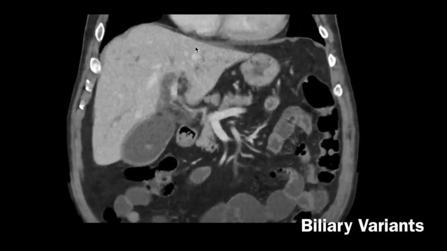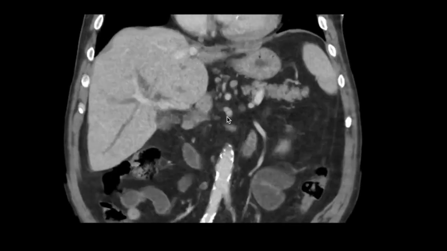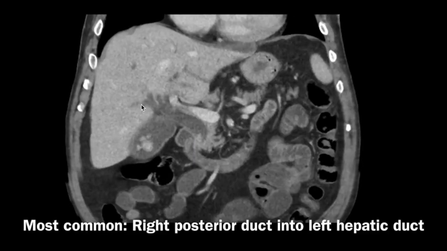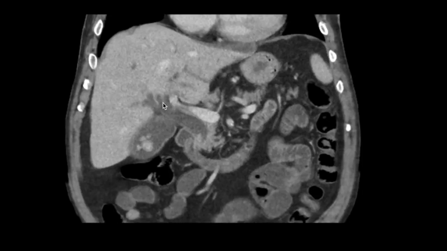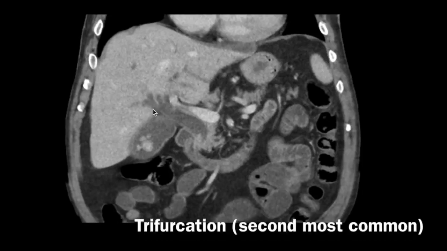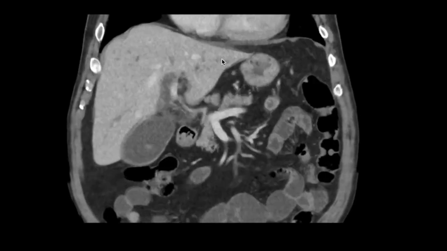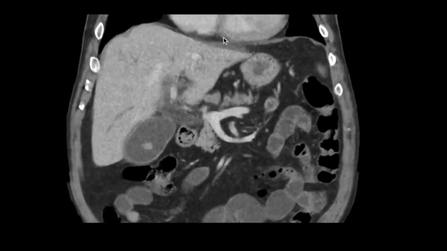When it comes to biliary variants, we more commonly discuss it when we're looking at MRI, but the most common variants have to do with the insertion of the right posterior duct. The right posterior duct can join at the same location as the left main and the right anterior duct. That's called a trifurcation. Or the right posterior duct can drain directly into the common duct. There are other variants as well, but those are some of the most common.